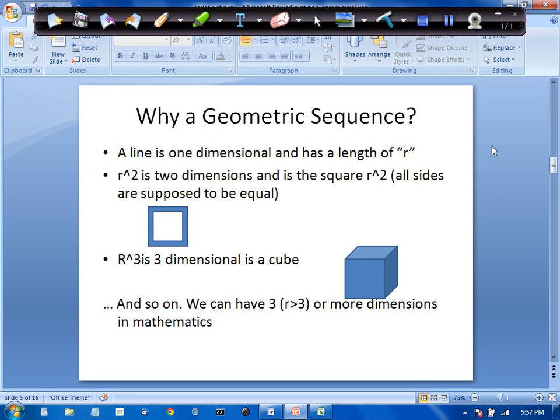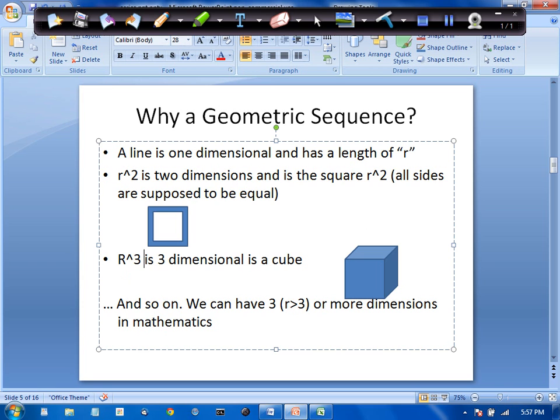Now let's look at this: a line is one-dimensional. That's R. It's got a length. A two-dimensional object is the square. So that's R squared. A three-dimensional object, R cubed, is three-dimensional and is a cube. And there's a cube. Here we've got a picture. And so on. We can have greater than 3 dimensions in mathematics. I'm just alerting you to that.